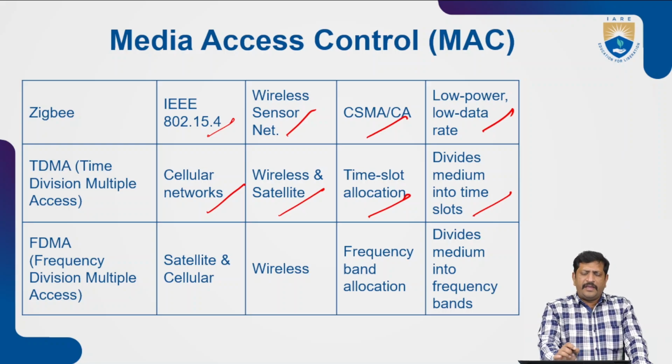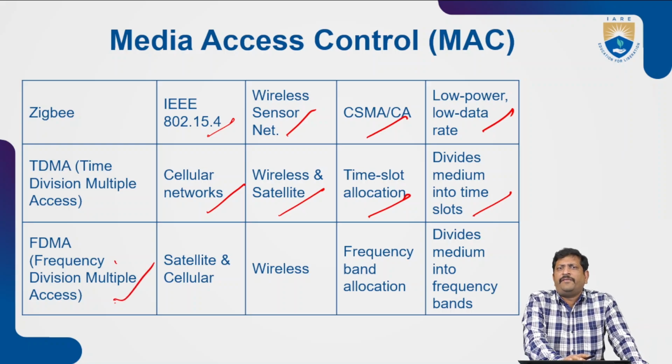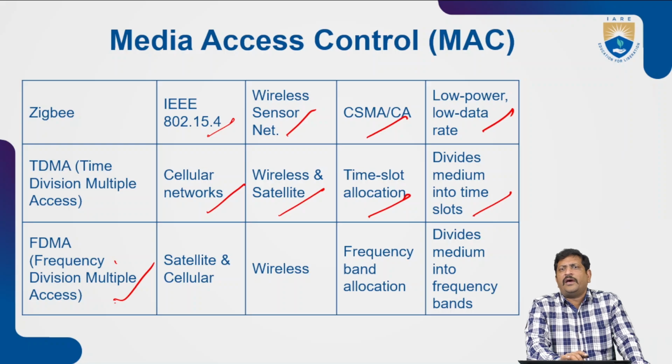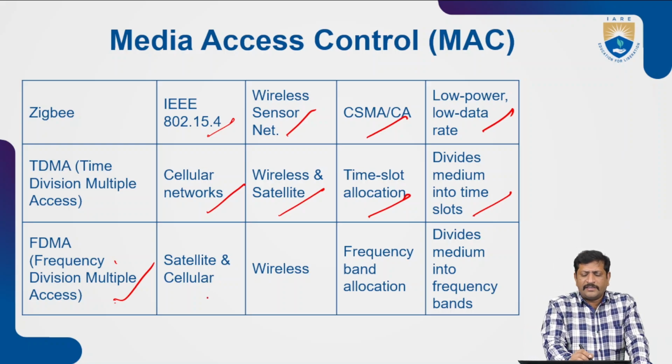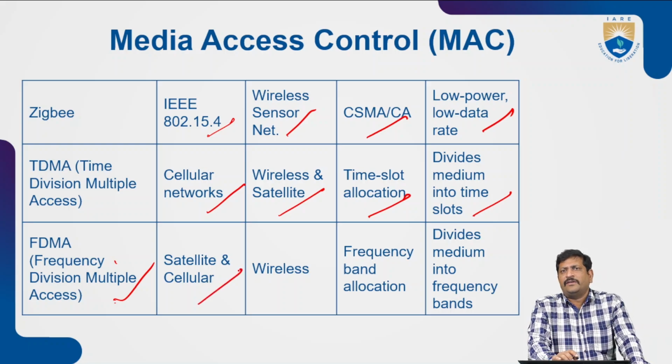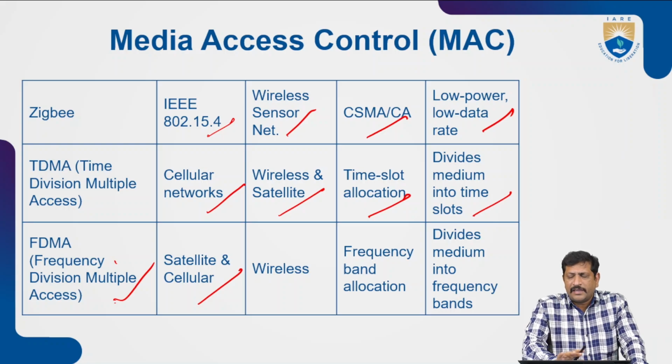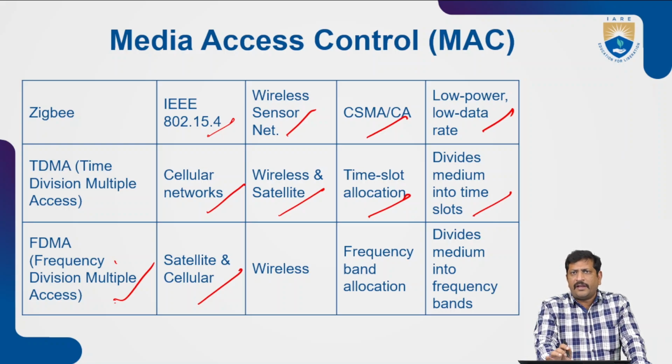And FDMA means frequency division multiple access. Generally, with frequency division multiple access, we are utilizing satellites or cellular networking. So these are satellites and mobile cellular. The type of the network is a wireless network. Frequency band allocation.